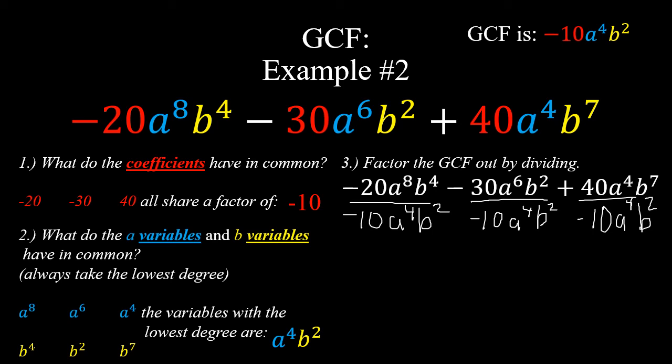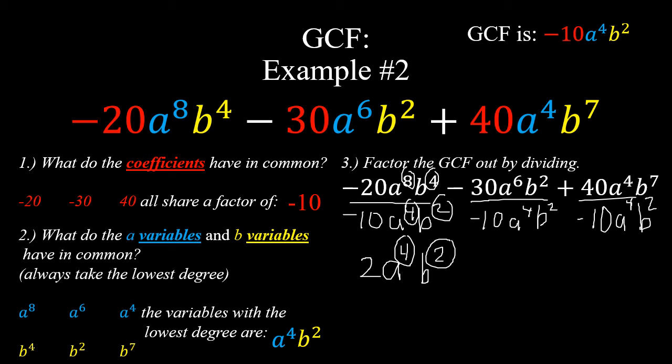Okay, I'm just factoring my GCF out. All that means is divide each term by the GCF. When I divide negative 20 by negative 10, I of course get 2. Those negative signs cancel. A to the 8th divided by A to the 4th, well, I'm just subtracting the degrees, so it gives me A to the 4th, right? Because 8 minus 4 is 4, so that leaves me with A to the 4th. And now, of course, B to the 4th divided by B squared. Again, I'm just subtracting those degrees. 4 minus 2 is 2, okay?